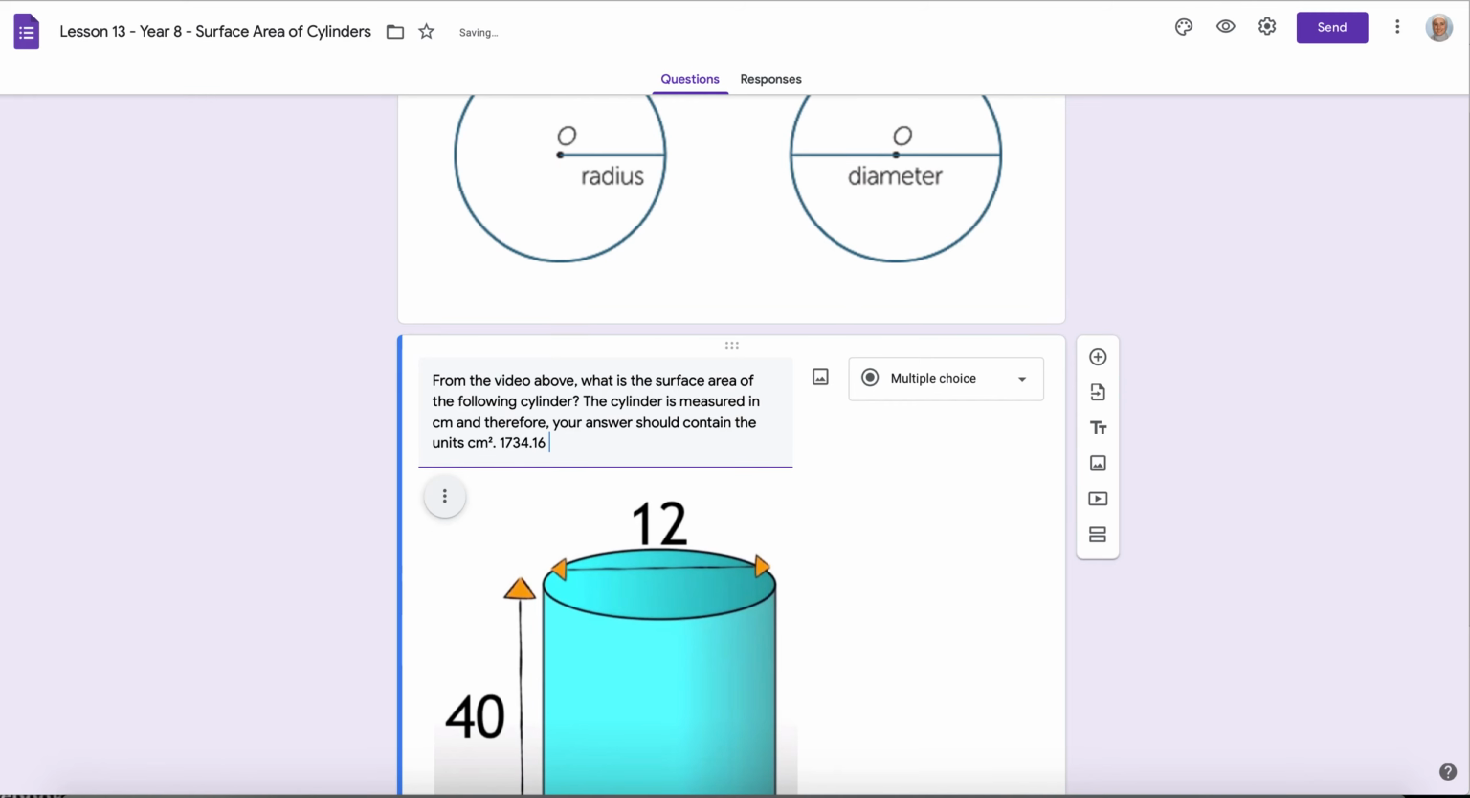1734.16, and then do a space, and then copy and paste this, centimeters squared, without the full stop. Okay, this should be your answer to this question, and if you follow these steps, you should be able to do this for all of them.